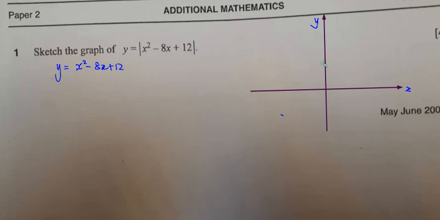It passes through the point where the y-intercept is equal to 12. Now, what else? Remember, when you do an absolute value function, you have to find the x-intercept. So to find the x-intercept, what we have to do is find where the curve crosses the x-axis.